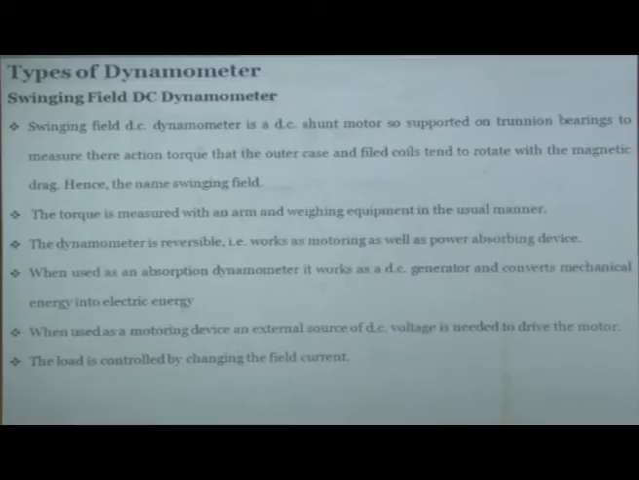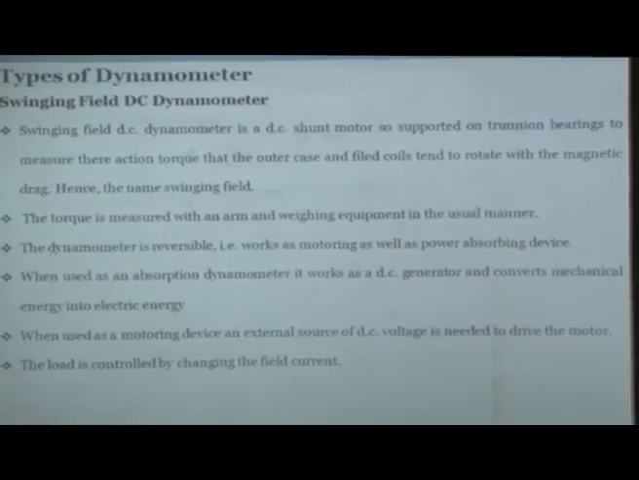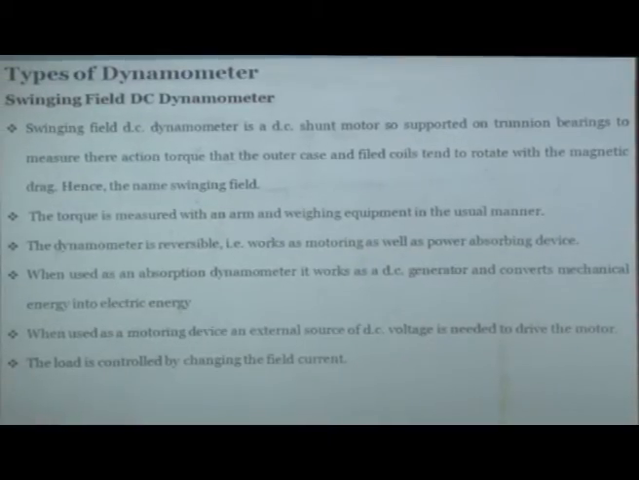There is something called the swinging field dynamometer, or DC dynamometer. Basically, there are two kinds: one is the DC dynamometer, the other is the AC dynamometer. The swinging field dynamometer is a DC shunt motor supported on trunnion bearings to measure the reaction torque, so that the outer case and the filler oil tend to rotate with the magnetic drag, hence the name swinging field. The torque is measured with an arm and weighing equipment in the usual manner as the earlier ones that I have described. This dynamometer is reversible.